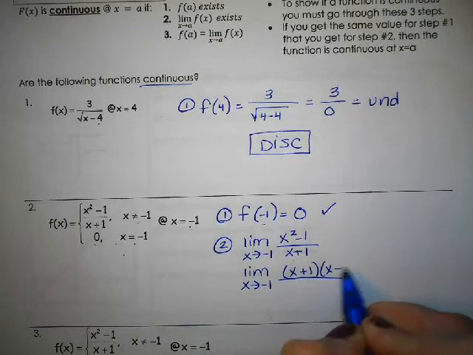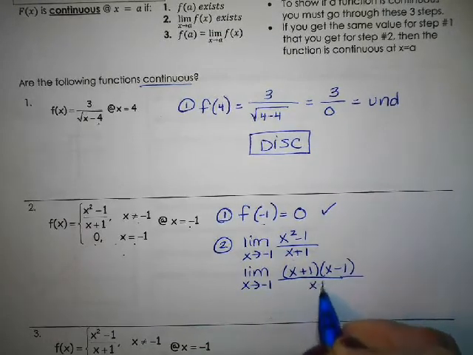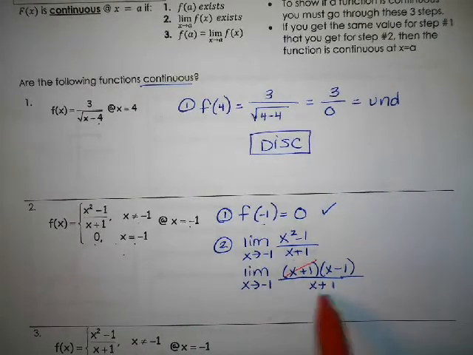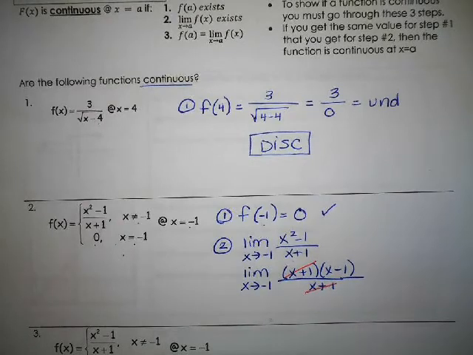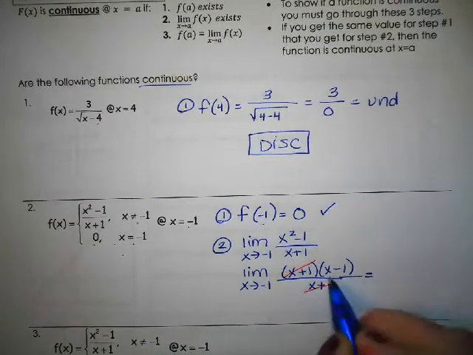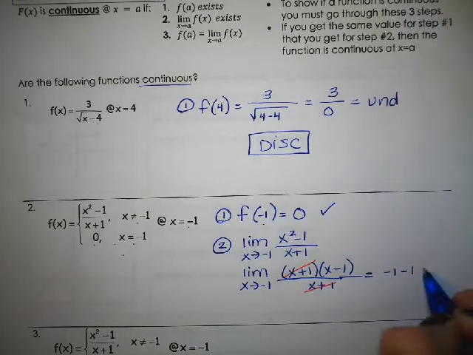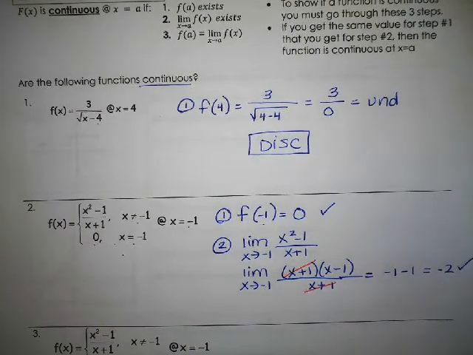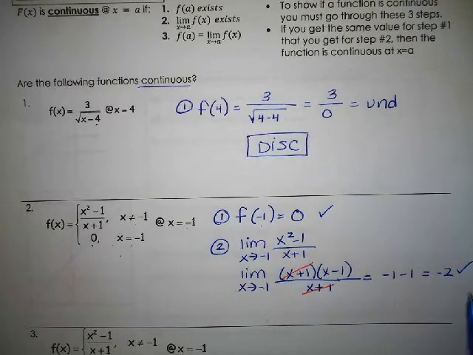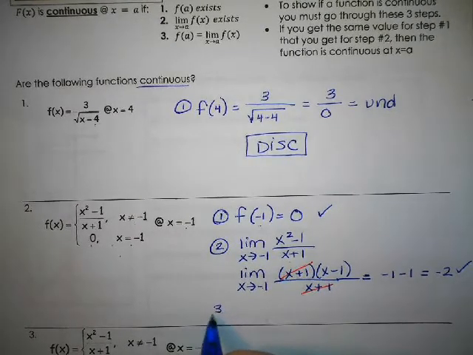x plus 1, x minus 1 over x plus 1. I see a common factor, slash them out, and now substitute -1 into what's left. So -1 minus 1, I get -2. So I got an answer, I put a check mark, and that means I have to go to step 3.